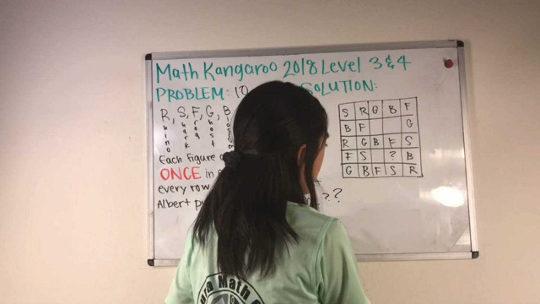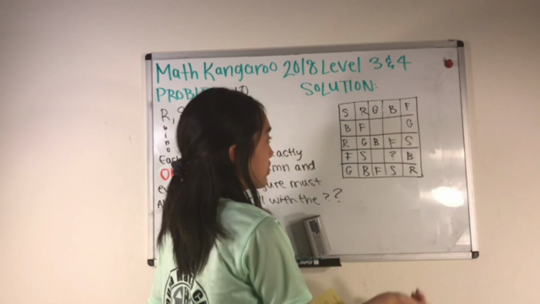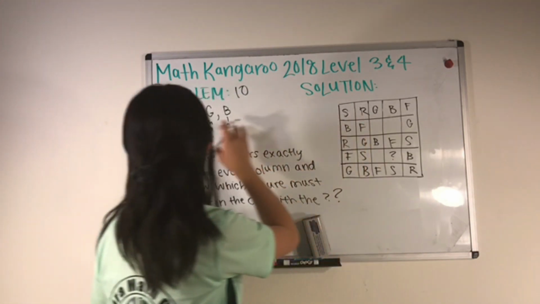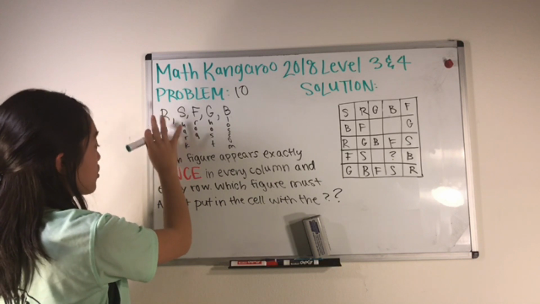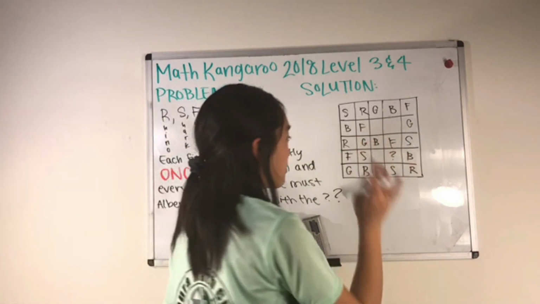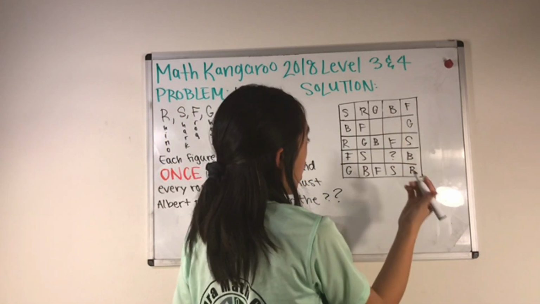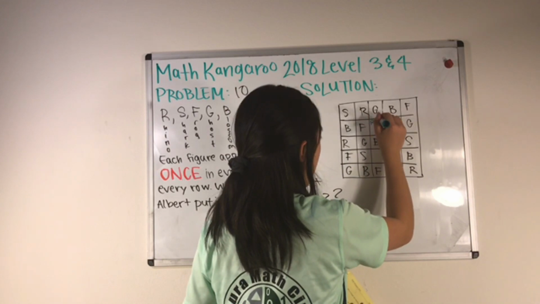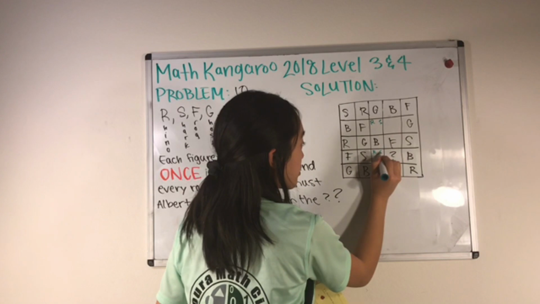So in order to solve this, we're trying to find the question mark, but there's still some blanks we need to fill in. So every row needs to have at least one of each letter. So it must have an S, an R, a G, a B, and an F. So if we look over here, we have G, B, and F. But what letters are we missing? We're missing R and S. So let's write R and S. R and S. Because those are our 2 options for the box.